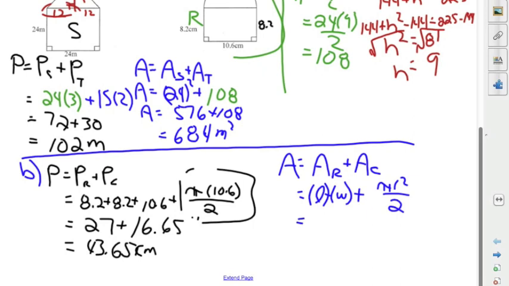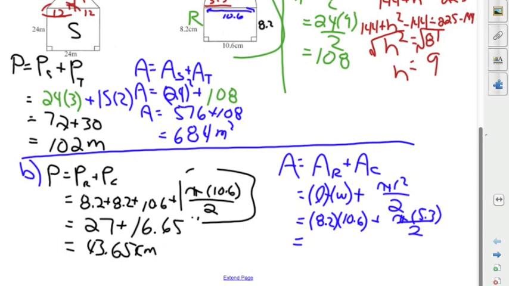So length here is 8.2 times 10.6 plus pi r squared. So what's the radius? 5.3, right? So the diameter is 10.6, so half of that is 5.3, which is our radius. So plug that into the calculator.